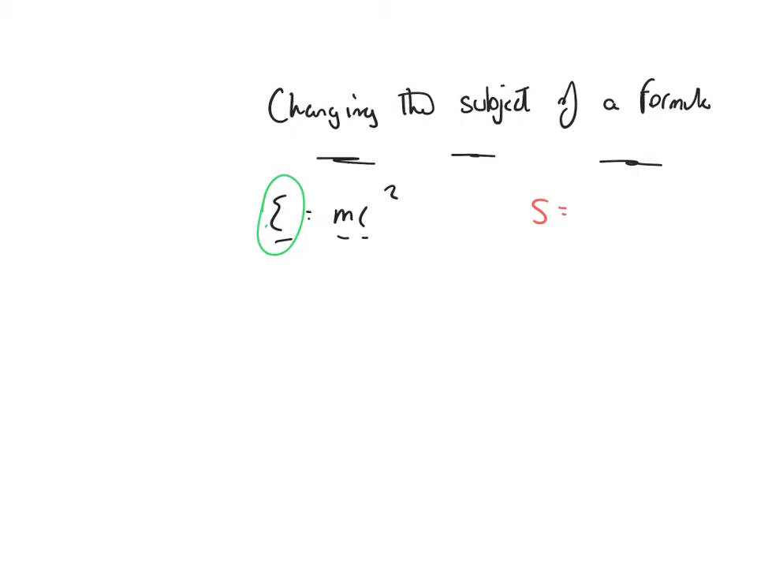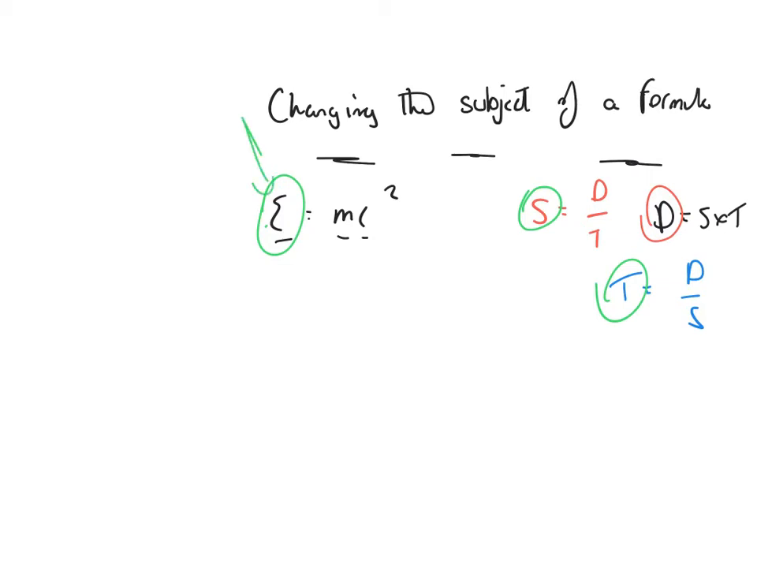If we had said that speed equals distance over time, then the subject this time would be speed, because that's on its own. And if we said that d equals speed times time, distance equals speed times time, this time the subject is distance. And then if we said time equals distance over speed, well now the subject is time. So it's what the equation or the formula is set up to calculate. So it's set up to calculate energy here, speed here, distance here, and time here. So we would say that they are the subject of the formula.